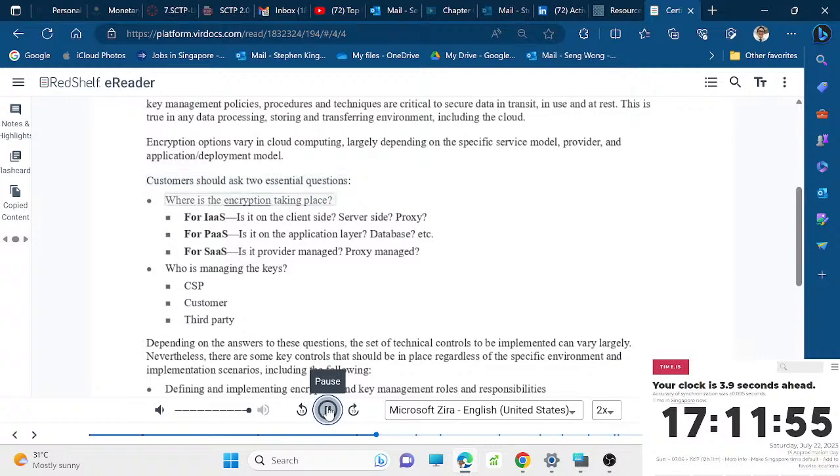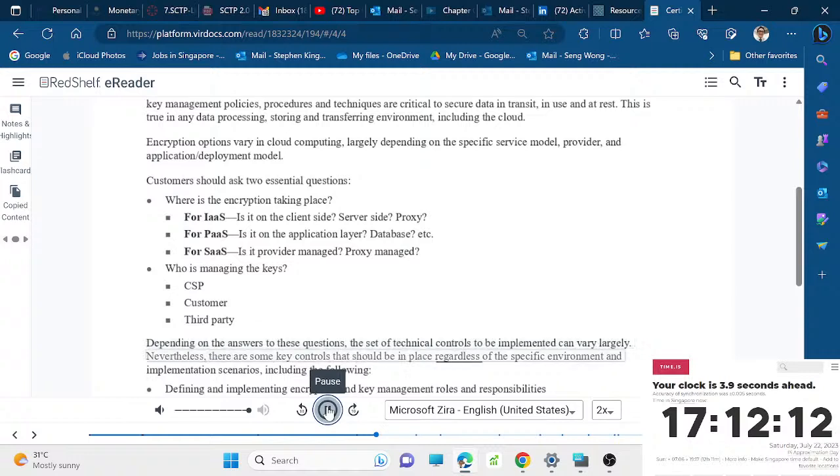Customers should ask 2 essential questions: where is the encryption taking place? For IaaS, is it on the client side, server side, proxy? For PaaS, is it on the application layer, database, etc.? For SaaS, is it provider managed, proxy managed? Who is managing the keys? CSP, customer, third party. Depending on the answers to these questions, the set of technical controls to be implemented can vary largely.